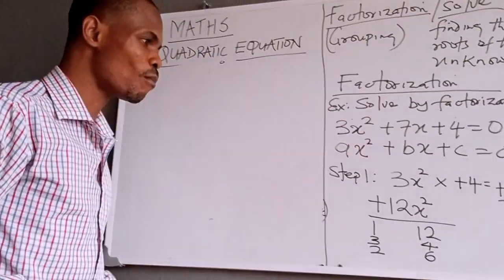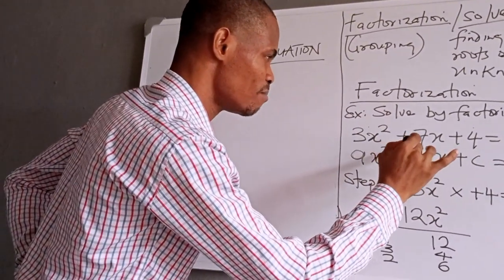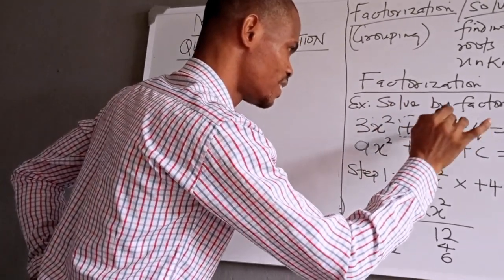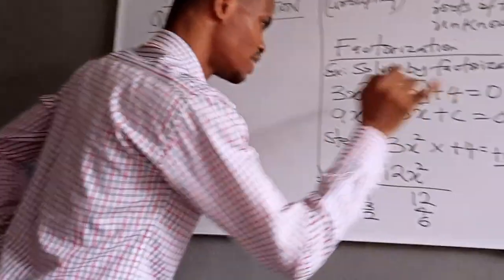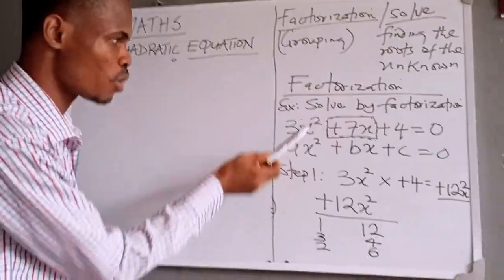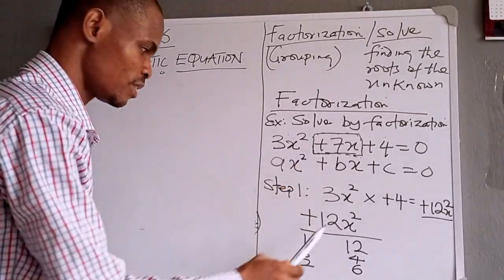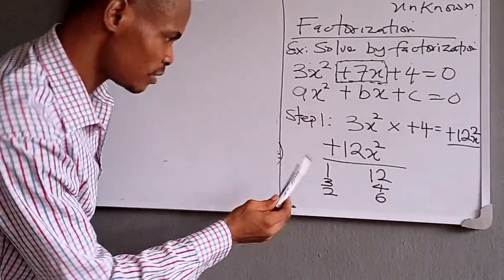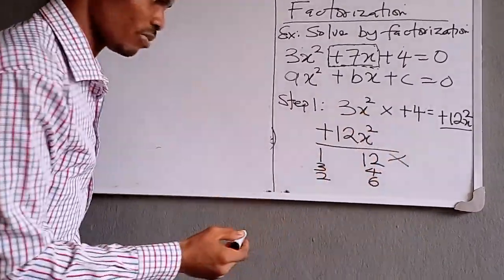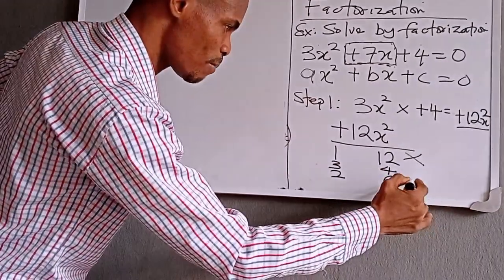But the one we are most concerned about is the one that will give us the middle term, which is plus 7. Out of the 3 that I've listed, the one that will do well for this problem is the one that will give us the middle term. That is B. It's going to give us a plus 7. You see, 12 and 1 is far from it, so it is impossible. 2 and 6 is far from it, so it is impossible.